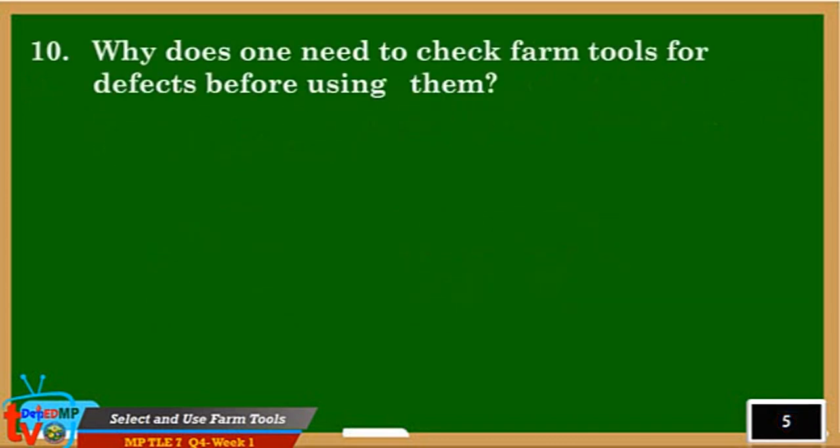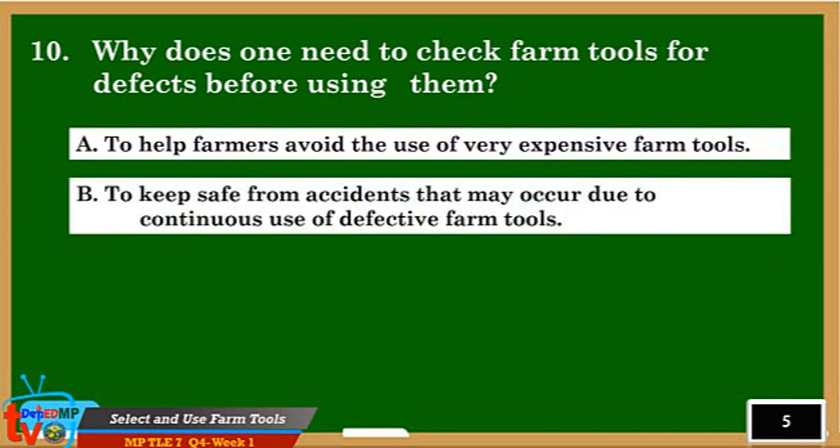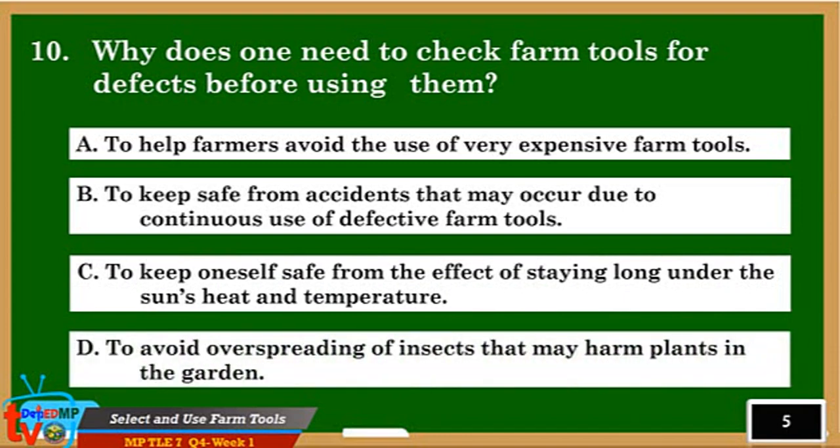Number 10. Why does one need to check farm tools for defects before using them? A. To help farmers avoid the use of very expensive farm tools. B. To keep safe from accidents that may occur due to continuous use of defective farm tools. C. To keep oneself safe from the effect of staying long under the sun's heat and temperature. And letter D. To avoid overspreading of insects that may harm plants in the garden.